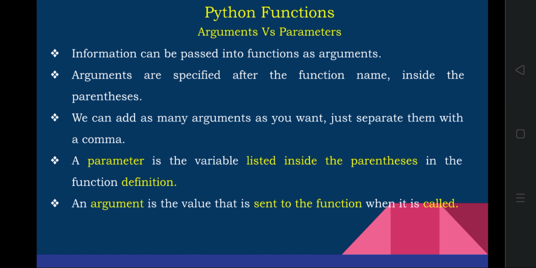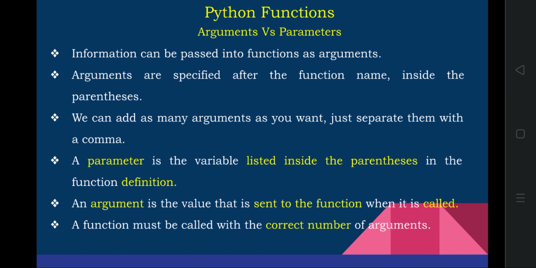A variable is named a parameter when it is used in the function definition. That is the starting place, and after that, when we call the function to get the answer, the variables in that place are called arguments. A function must be called with the correct number of arguments. Suppose we define a function using two parameters, then we have to make the call also using two arguments.